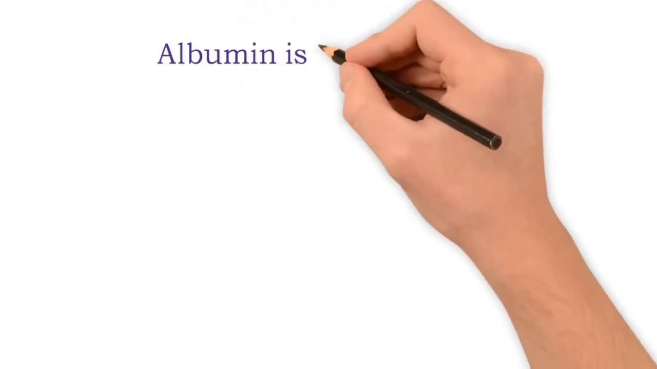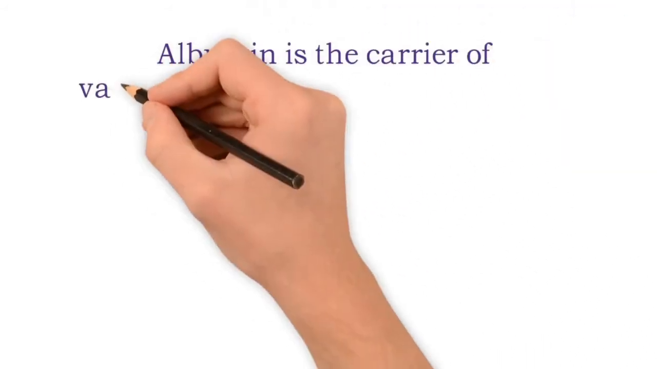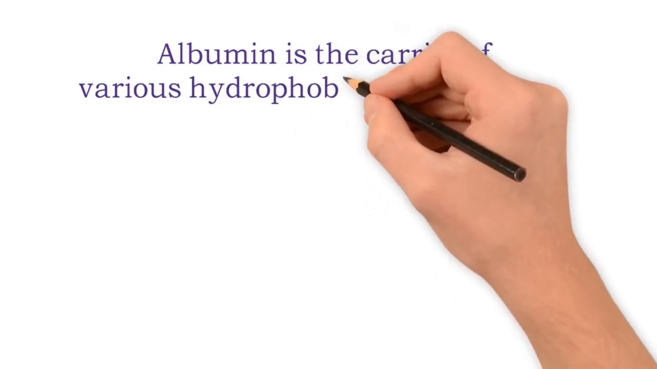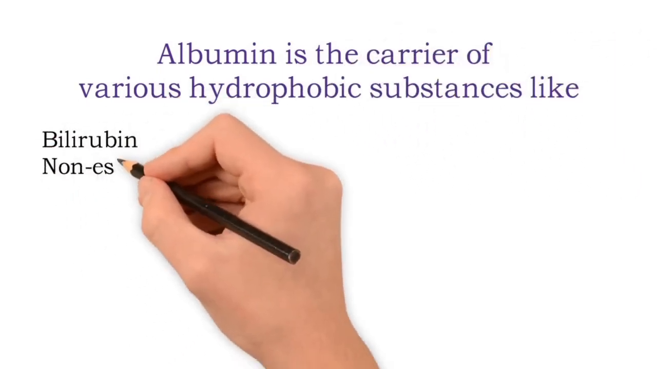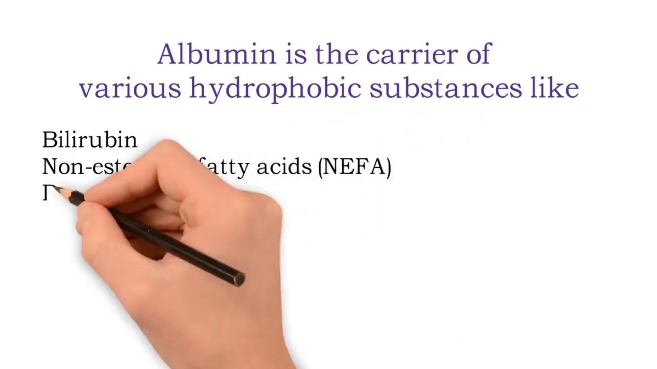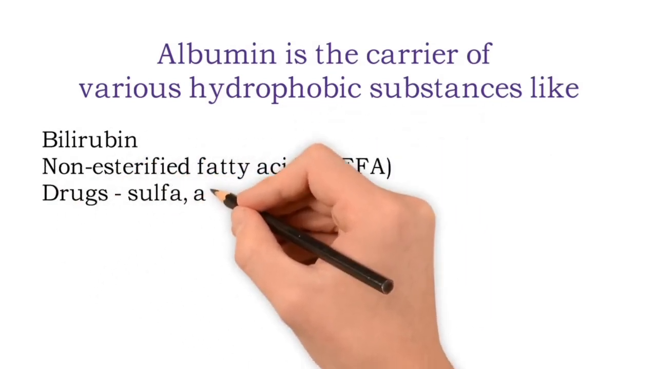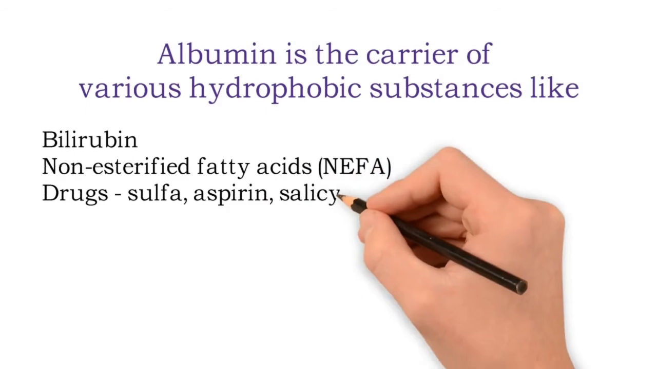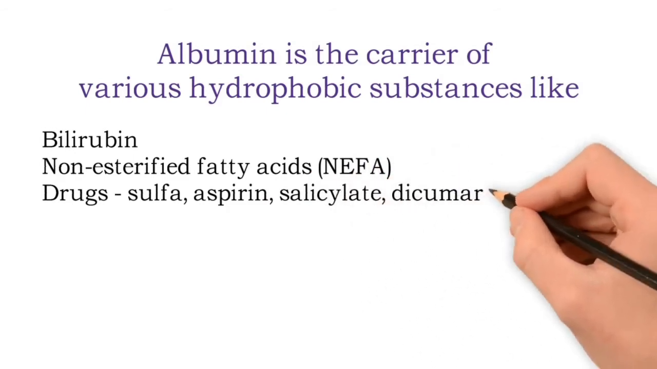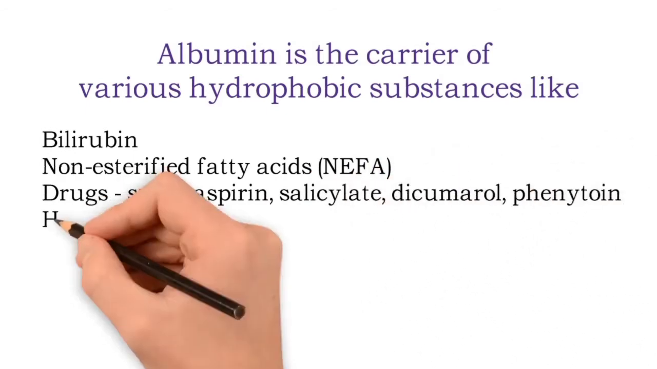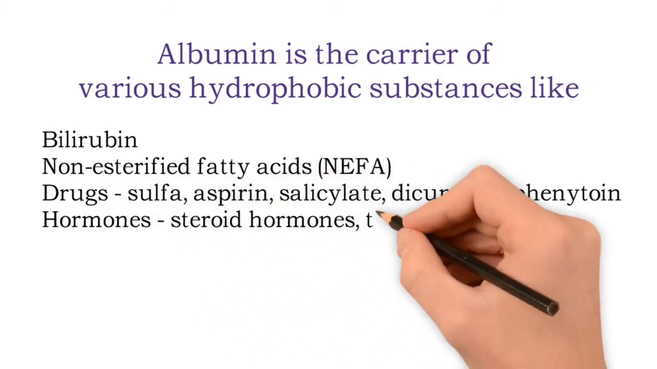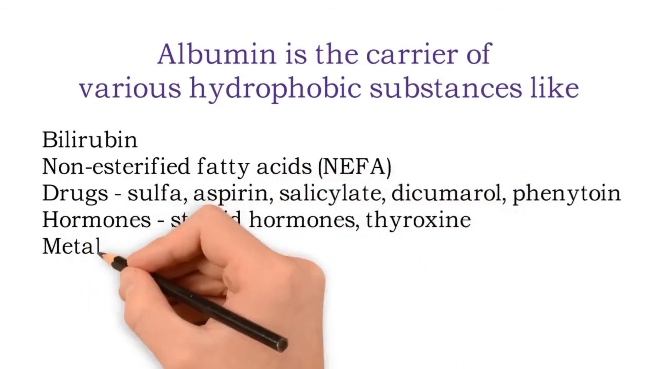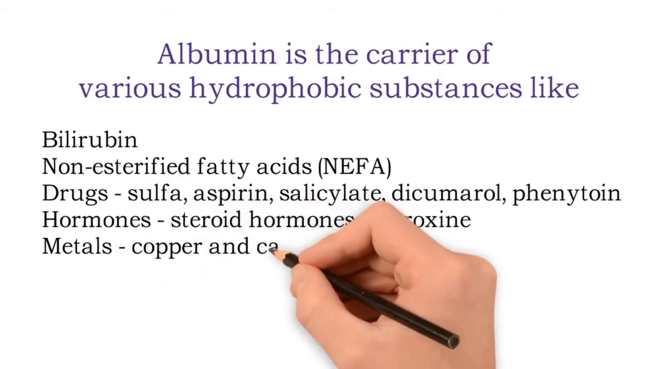Second is transport function. Albumin is the carrier of various hydrophobic substances like bilirubin, non-esterified fatty acids, drugs like sulfa drugs, aspirin, salicylates, dicumarol, phenytoin, hormones like steroid hormones, thyroxine, and metals like copper and calcium.